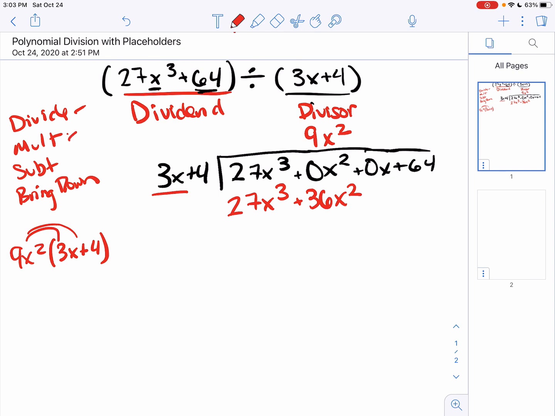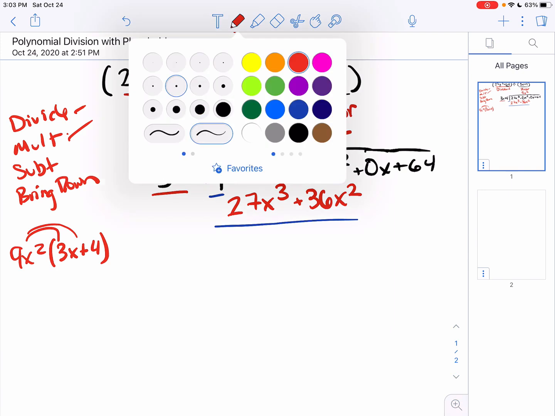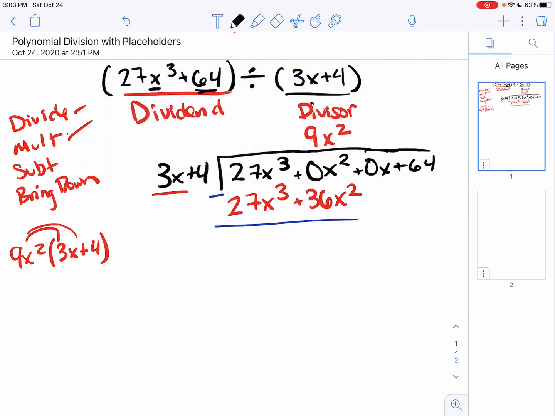Alright, so we did our multiplication, and now we need to subtract. Instead of subtracting, I always just like to change my signs and add. But you can subtract if that's easier for you. So I make that a positive. I will make the 27x to the third negative, and I will change this plus sign to a minus sign as well. Now it's an addition problem. 27x to the third minus 27x to the third will give me 0. I have 0x squared minus 36x squared, and I get negative 36x squared. I did my subtraction. Now I'm going to bring down my next term, which is 0x.